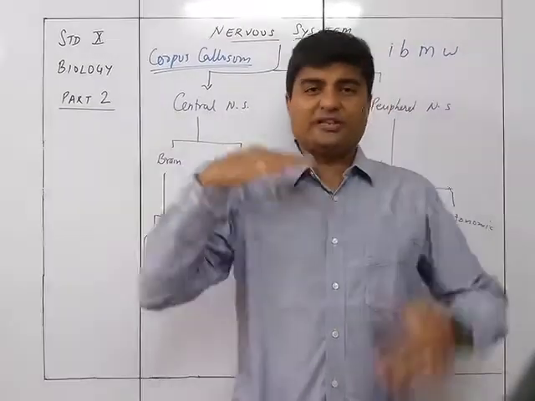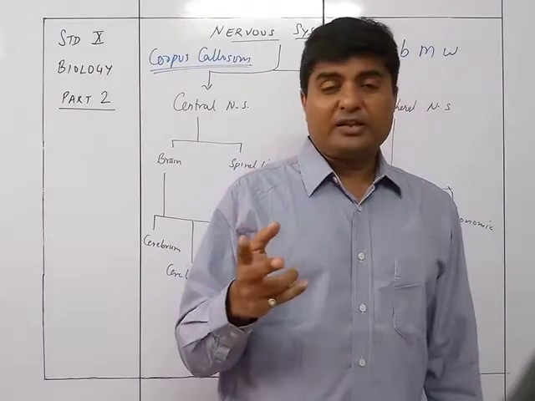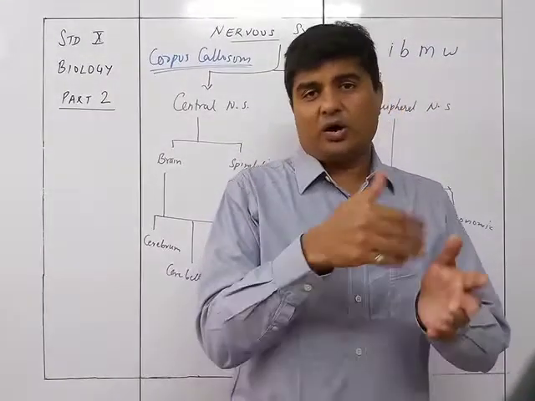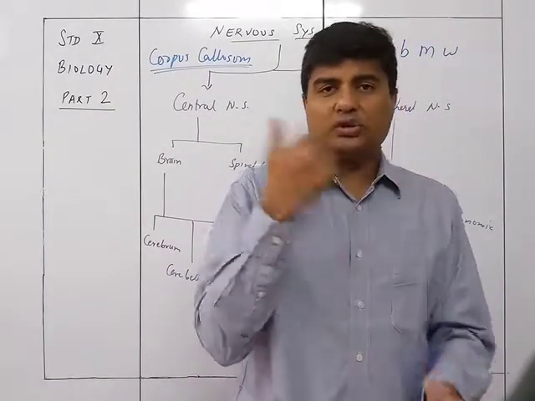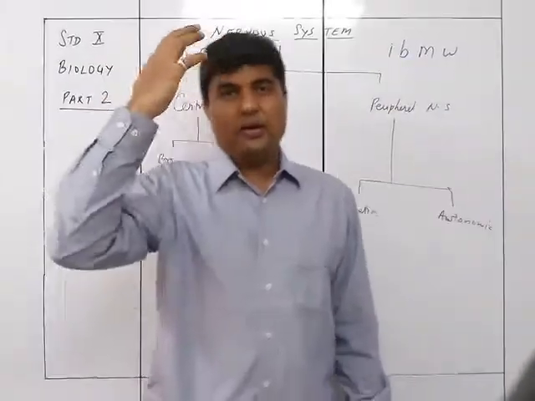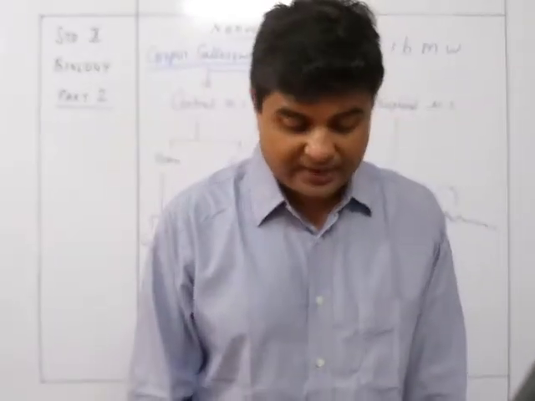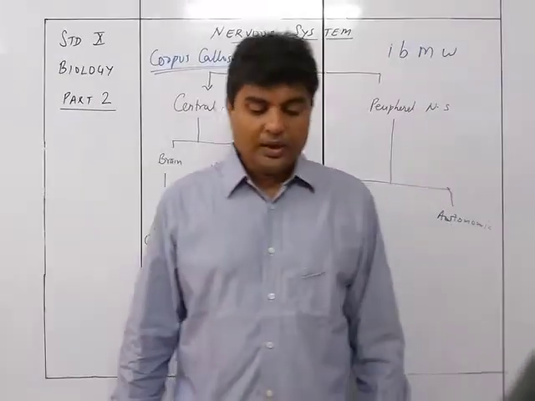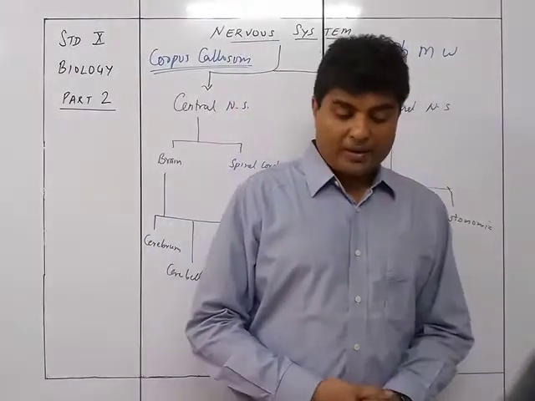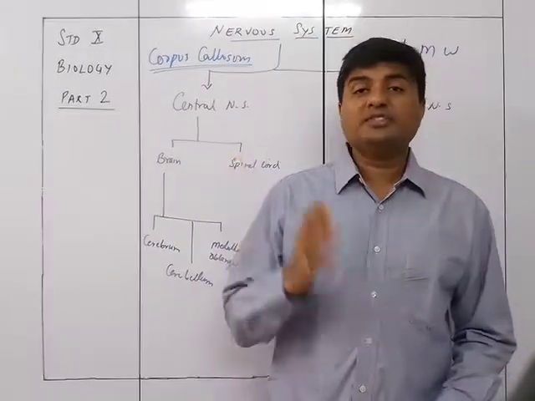First is all the reflexes below the neck. Secondly, it conducts sensory impulses from the skin or the sense organs to the brain, and finally it conducts the motor impulses from the brain to the muscles of the trunk and the limbs. So those are the functions of the spinal cord. So this was about the central nervous system.